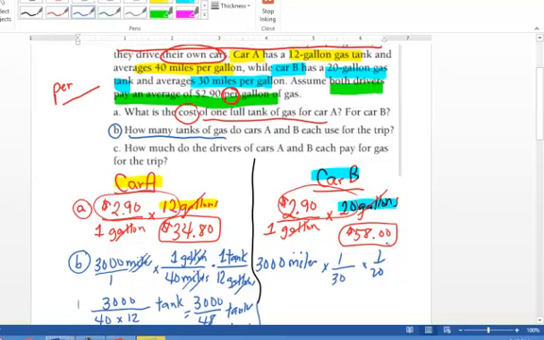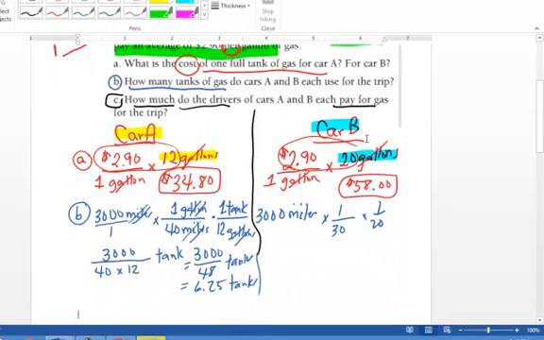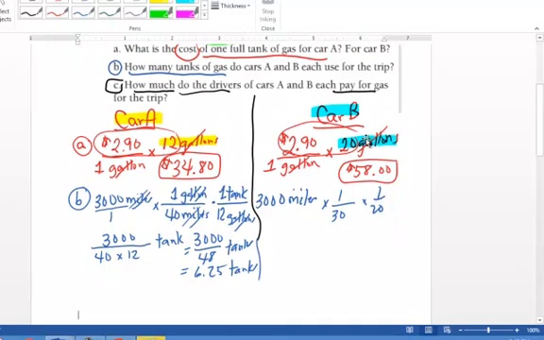All right? Finally, in part C, which I'll do in black, it says how much, cost-wise, do the drivers pay for the gas. Now you might say, well, we got to pay already. No, I got to pay in part A for one tank. One tank of gas, in other words, for car A, one tank of gas was $34.80. 2 tanks would be $34.80 plus $34.80. 3 tanks for that car would be $34.80, $34.80, $34.80.